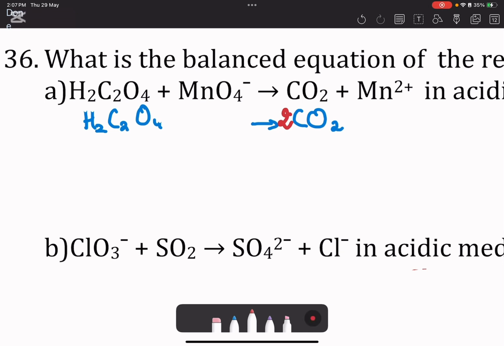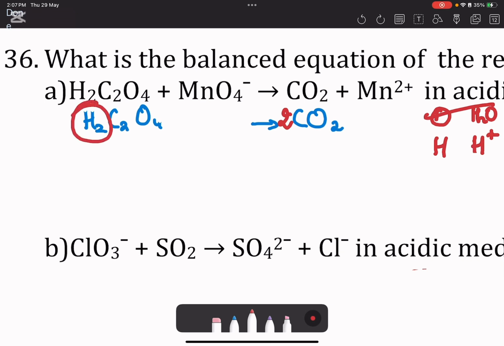Now, you balance O by adding H2O. You cannot change the steps. You have to follow them in the correct order. When there's a coefficient, don't forget to multiply with it. On this side, I have 4 oxygens. And on this side, I also have 4 oxygens. So oxygen is balanced. So there's no need to add H2O. We're done. Now, after balancing the O, you move to balancing the H by adding H+.